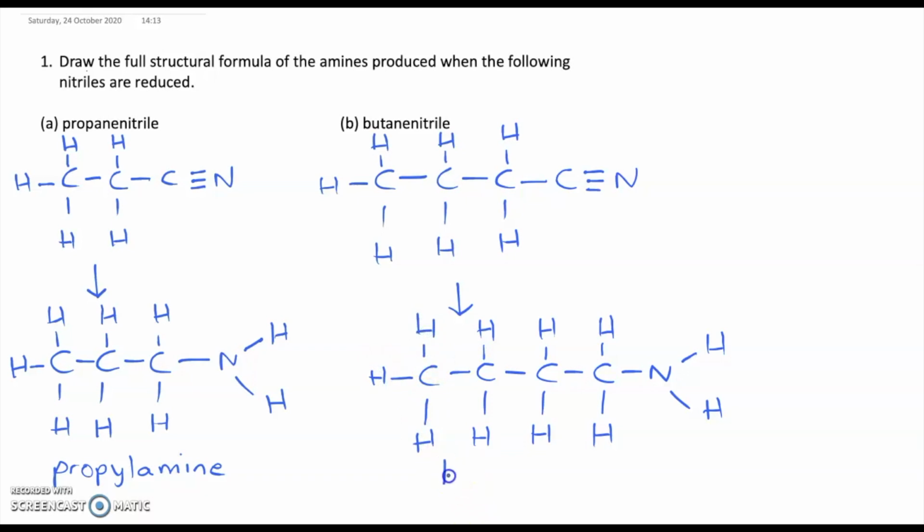And once again, this amine is a primary amine. It's a primary amine because one of the hydrogens from ammonia has been replaced by an alkyl group, this time a butyl group, C4H9.